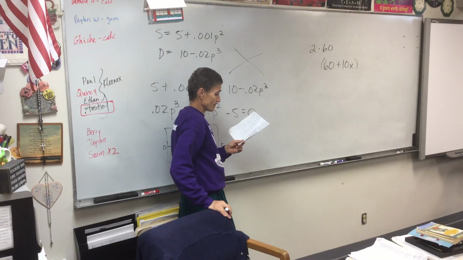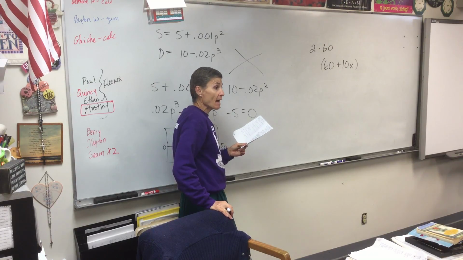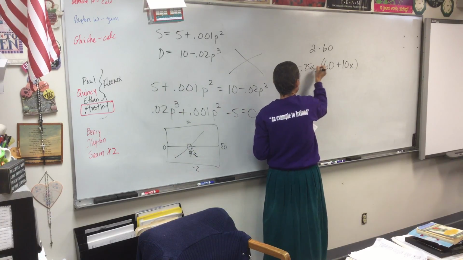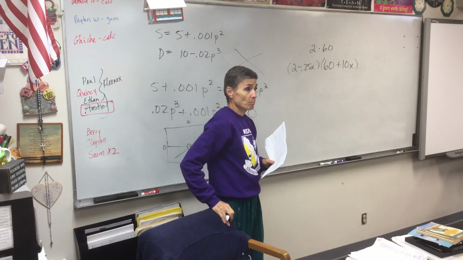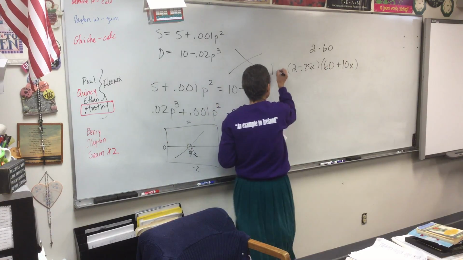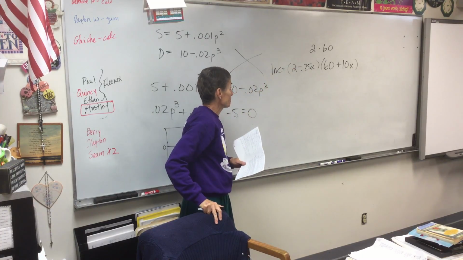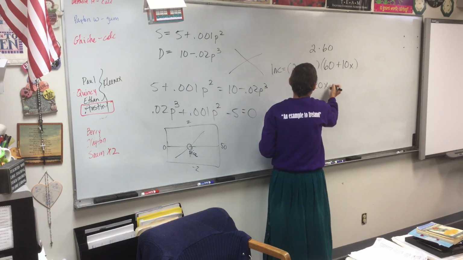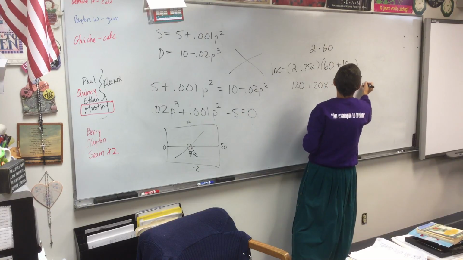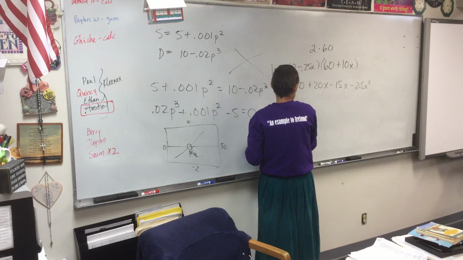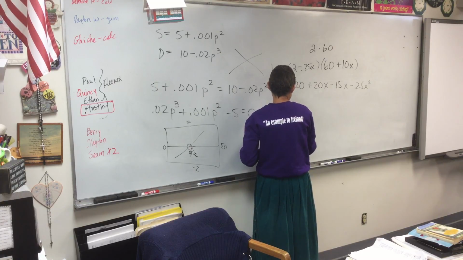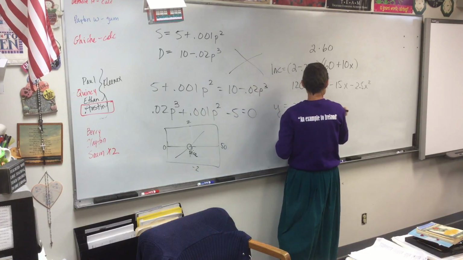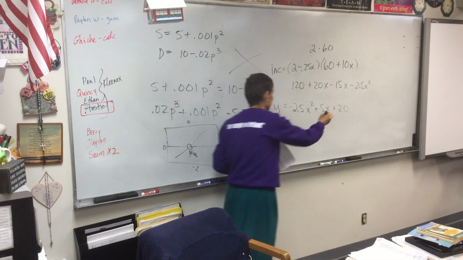What happens to my price? Goes down in increments of 25. Make sure you're using 0.25. So 2 minus 0.25x. And that's my income right there. That's how much money I'm going to make. So multiplying it out, I have negative 2.5x squared plus 5x plus 120.